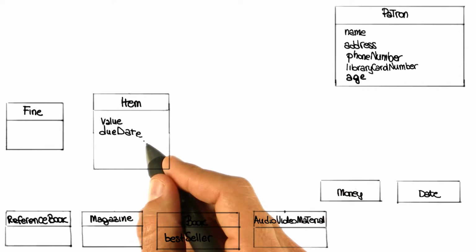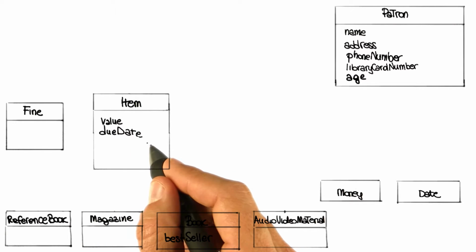Yeah, of course. The system has to keep track of when books are due. Okay, so it seems to me that one good way of doing that is by adding an attribute to the item, and I'll just call it due date. So for each item, in case it's loaned, this attribute will contain the value of when the item is due. Okay?